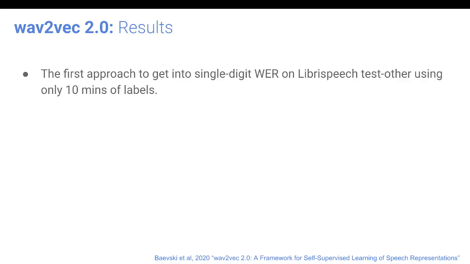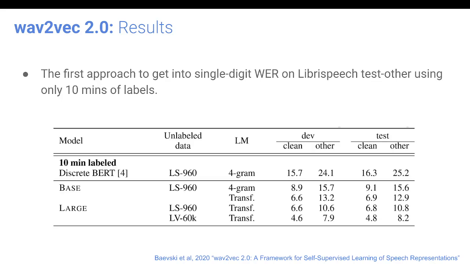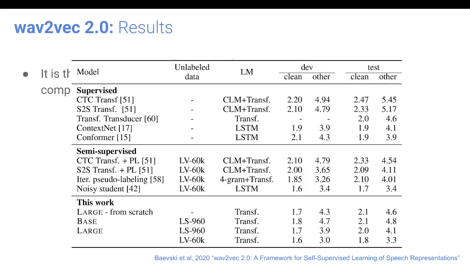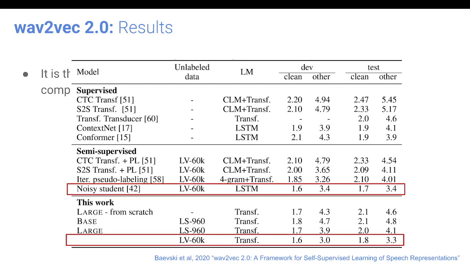For the results, Wave2Vec 2.0 was the first approach to get into a single digit word error rate on LibriSpeech test-other using only 10 minutes of labels. And as you can see here, if you pre-train it on 60,000 hours of audio with a transformer LM, you really can reach that level of performance. Another interesting thing about Wave2Vec 2 was that it was the first self-supervised algorithm to produce competitive results compared to semi-supervised learning approaches like Noisy Student, as you see in this table.